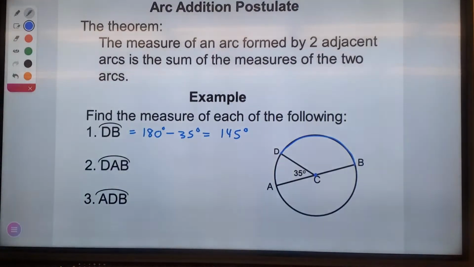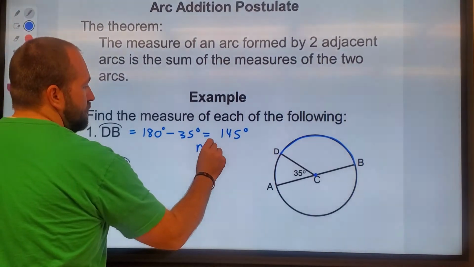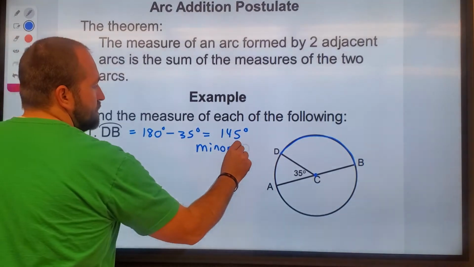Another thing that I'm going to expect you to do when you find the value of these is to classify them as well. So if I look at 145 degrees, I have one of, again, three options for my classification: a minor arc, a major arc, or a semicircle. Because this is only 145 degrees, it is less than 180 degrees. That would make this a minor arc.